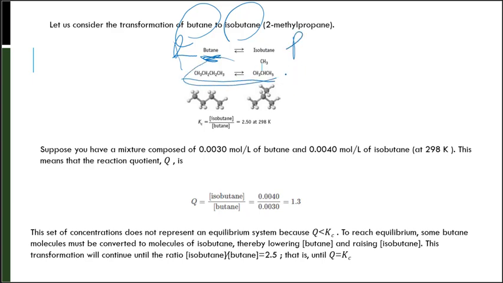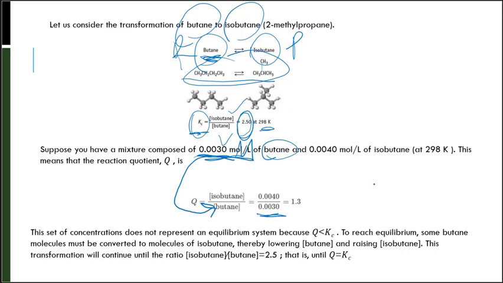Here is my reaction, and I'm told that the K constant at equilibrium, so I'm taking my product, which is the concentration of isobutane, over the reactant, which is the concentration of butane. And I'm told that that K value is 2.58 at 298 Kelvin. But let's say I have a mixture of 0.003 moles per liter, which is capital M, of butane. That's my denominator, so I'm going to put this value in my denominator, and I have this concentration, 0.004 M, of isobutane. That's going to be my numerator.